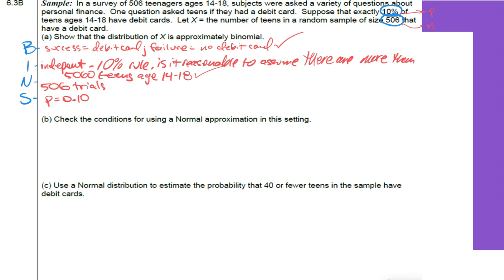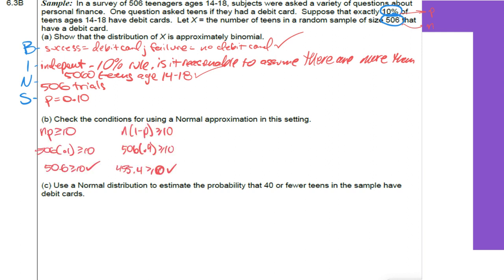So we're good. And then check the conditions for using the normal approximation. Is n times p, our sample number times our probability of success, greater than 10? Well, 506 times 0.1, yes, that's 50.6. It's bigger than 10. Same thing, n times the probability of failure, the complement here, is that greater than 10? Yes, you do the maths, you get 455.4, greater than 10. So what does that mean? It means we can use the normal CDF instead of binomial CDF.